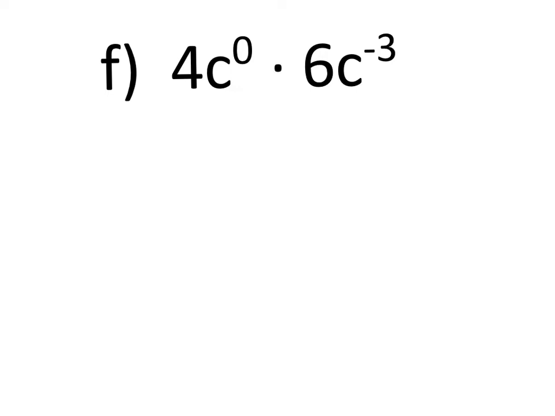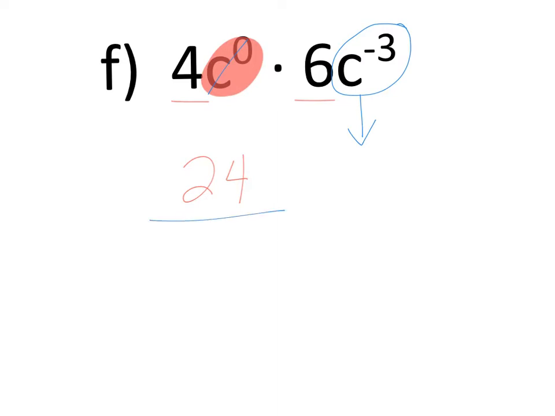Okay, so you should have went ahead and took 4 times 6 and got 24. Anything to the 0 power here becomes a 1, so it's like it's not even there. And in fact, you could just cross them off. You don't even have to worry about them. Anything to the 0 power is going to be equal to 1. Now, the c to the negative 3, though, that is going to have to drop to the bottom because it was negative. So you should get 24.